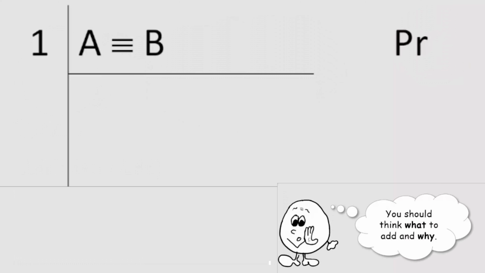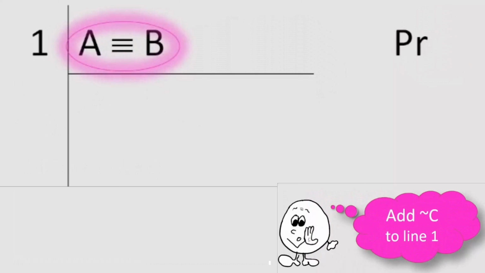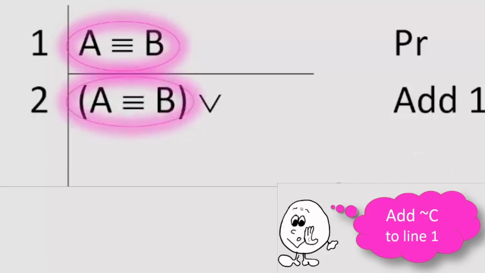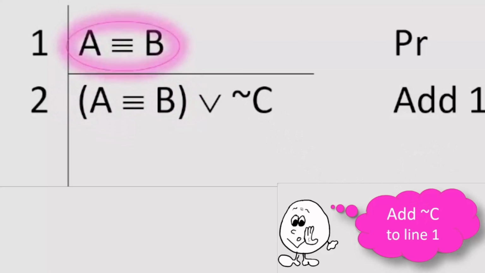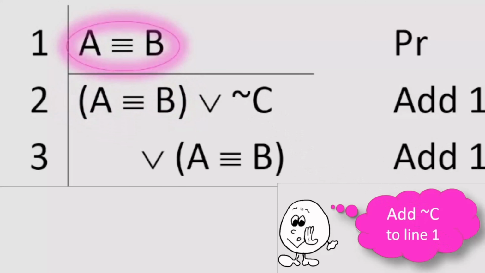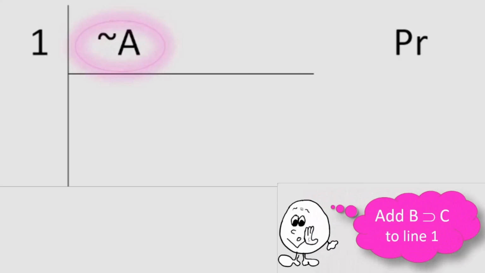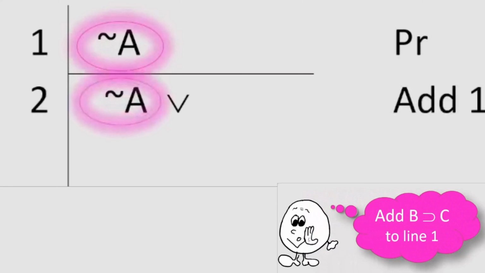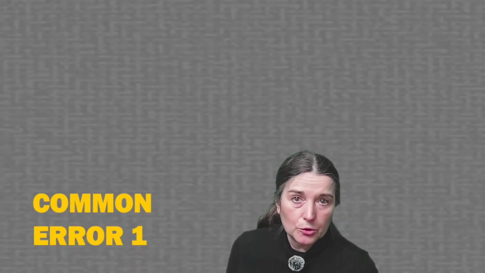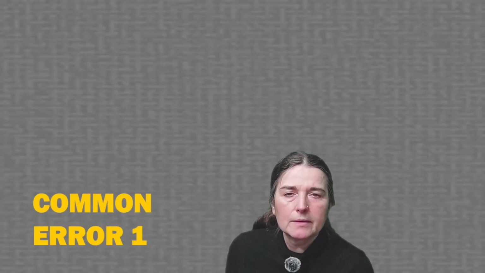In this case, let's add not C. Not C can be added either as a second disjunct or as the first disjunct. Here's another example. We have not A. We now decide to add a complex proposition, if B, then C, and we add it remembering to embrace the conditional in parentheses. We have to avoid any temptation to apply addition to components.